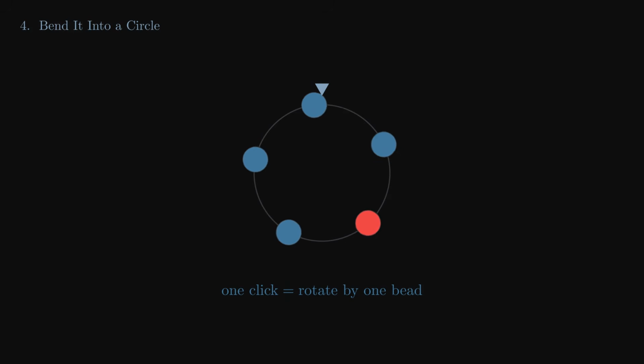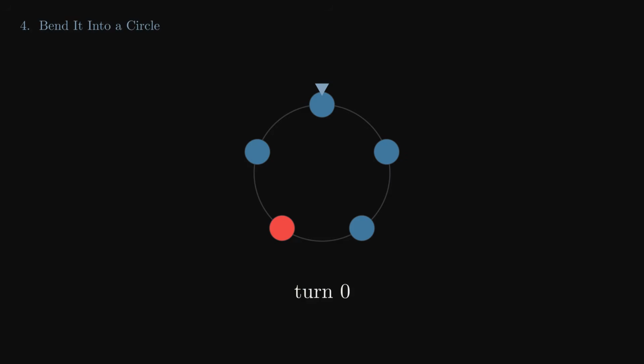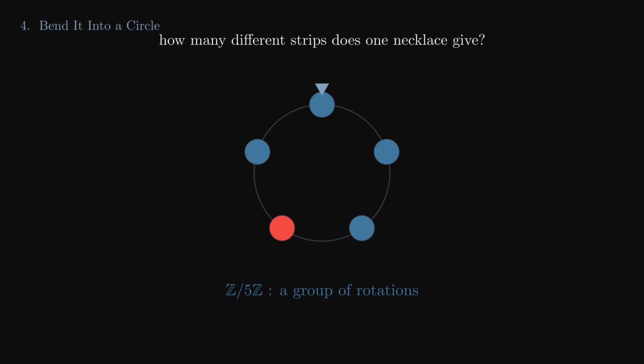Do it again and again. With 5 beads, there are exactly 5 distinct turns you can make before everything returns to the start. Rotate by 0, by 1, by 2, by 3, or by 4 beads, and the 5th turn brings you home. Those 5 turns are not decoration. They are a mathematical action, a group of rotations acting on the necklace. And the question that cracks the whole proof open is simple. As you turn a necklace all the way around, how many genuinely different strips do you see?